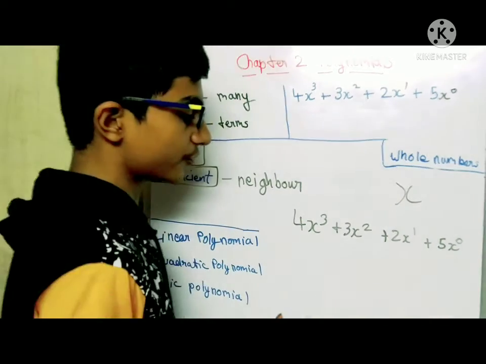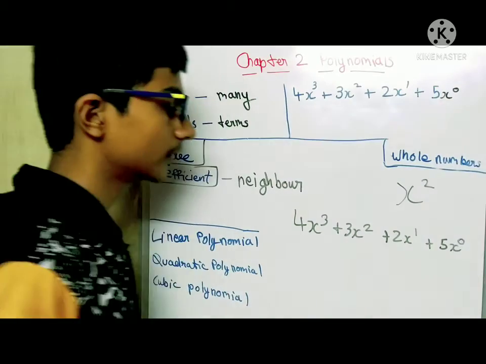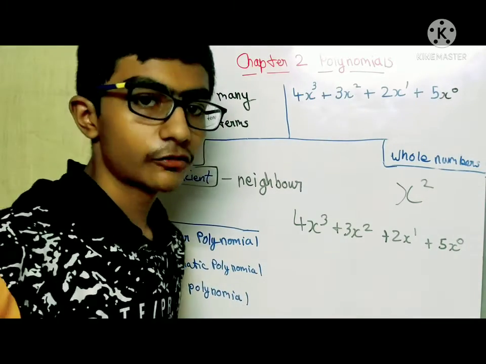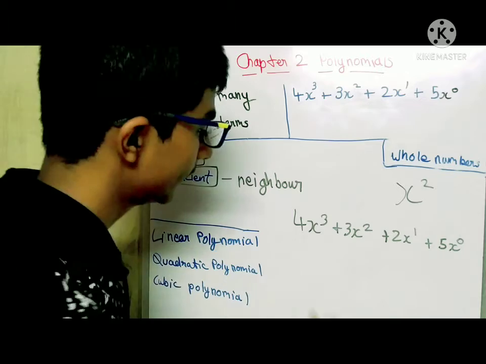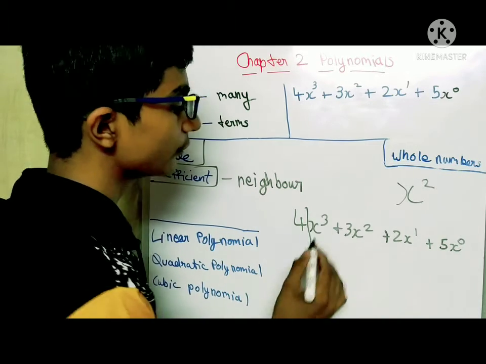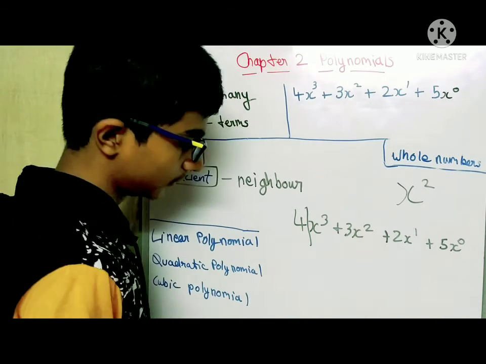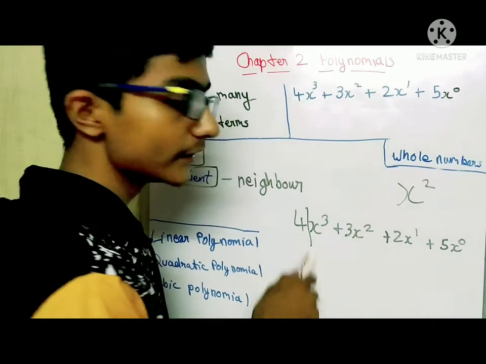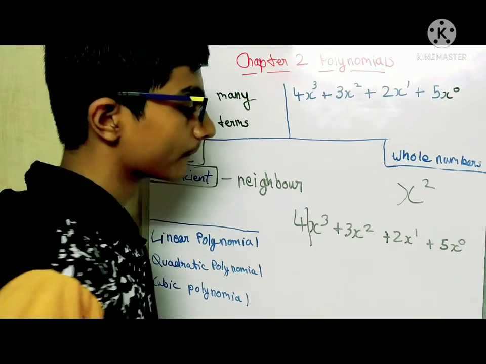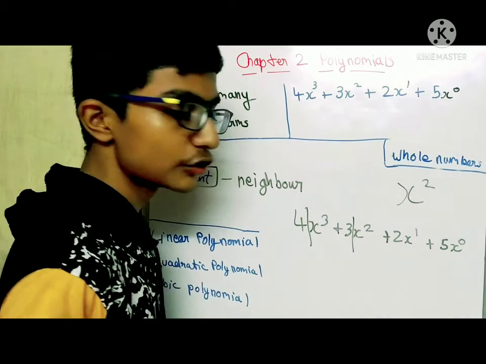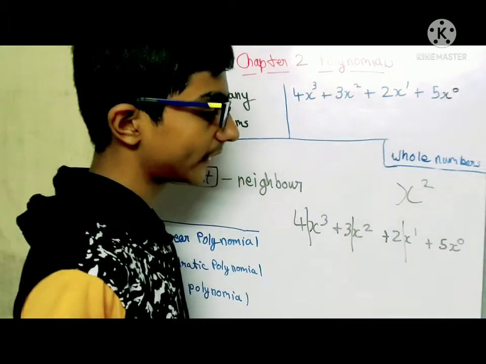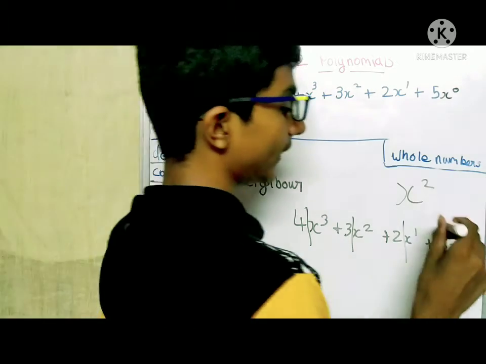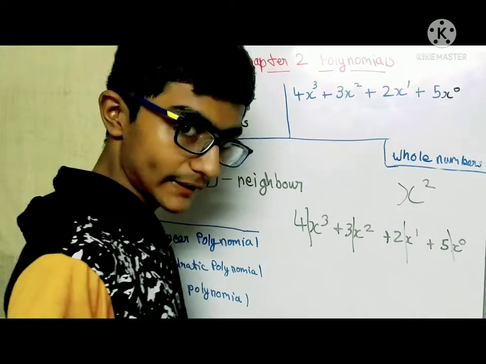So in the question, let's change it. You have been given, you have to find the coefficient of x square. So in this, what will be the coefficient of x square? Here 4 is the coefficient of x cube, not of x square. 4 is the coefficient of x cube. 3 is the coefficient of x square. 2 is the coefficient of x raised to power 1, and 5 is the coefficient of x to the power 0.